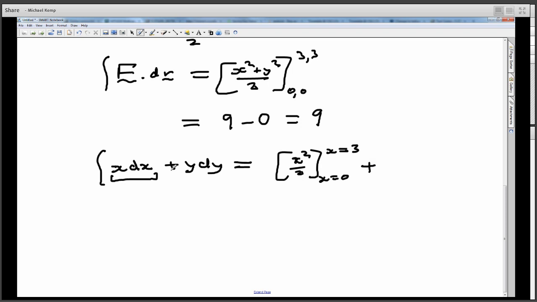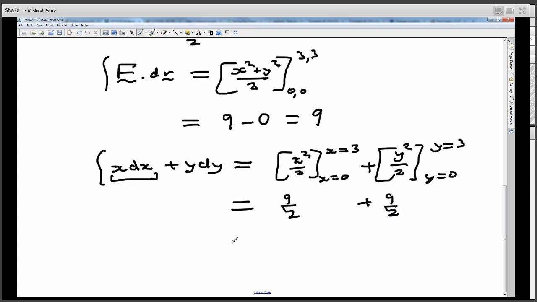There's another term, and again the integrand for the dy part has only y's in it, so we can do the same trick and integrate just that term with respect to y and sub in the endpoints for y. So again, plugging the limits in, you get 9 over 2 for the first one, 9 over 2 for the second, giving you a total of 9.